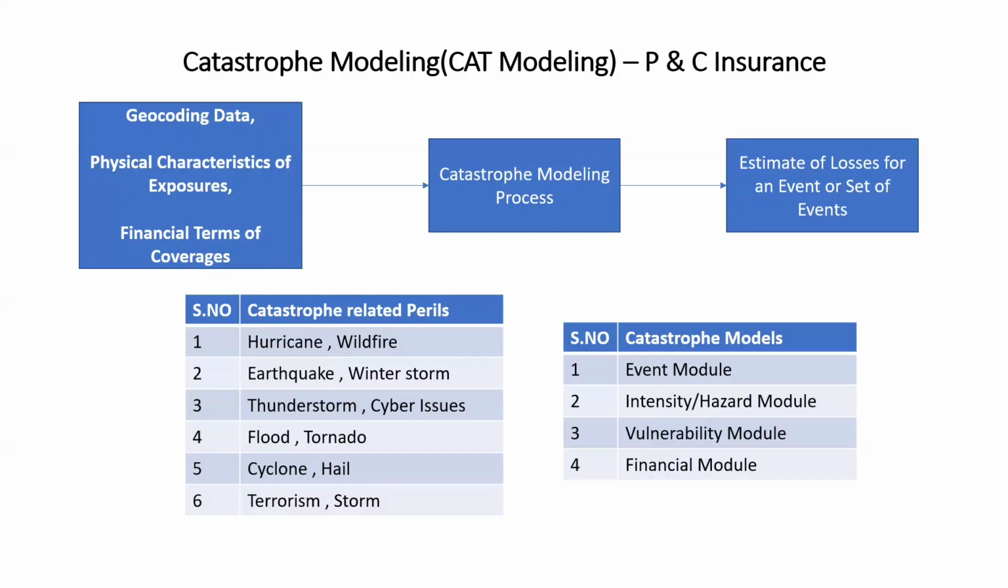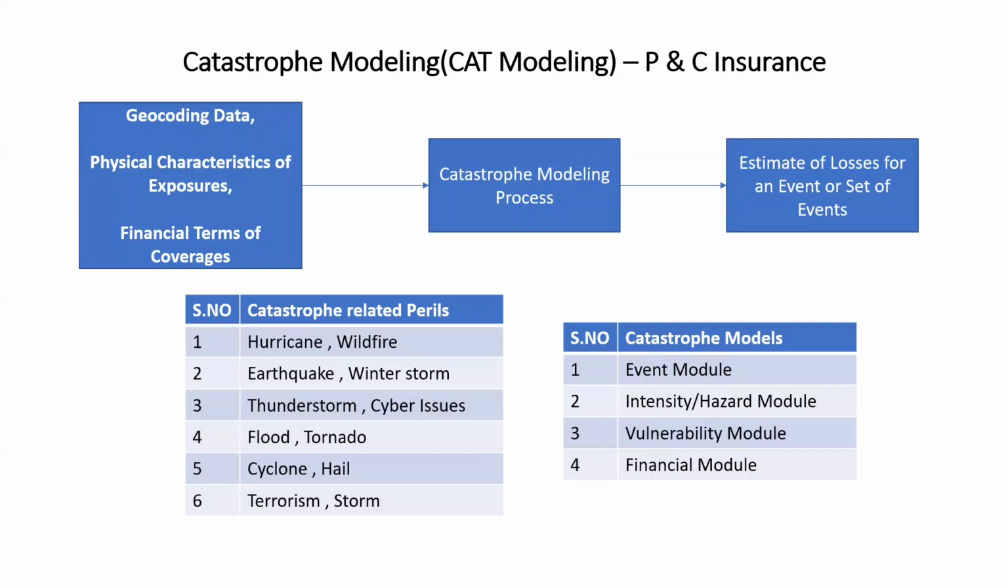Vulnerability module. When you run this module, it will tell you the total damage that it can have when a particular loss happens. So that is what we do in the vulnerability module. Financial module: the total loss amount that the insurance company may pay in the future for these particular input parameters.